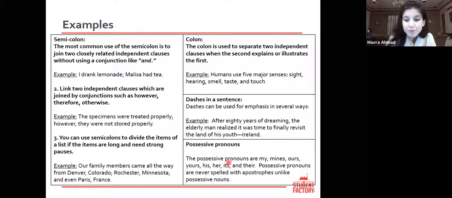Possessive pronouns. The possessive pronouns are my, mine, ours, yours, his, her, its, and their. And possessive pronouns are never spelled with apostrophes, unlike possessive nouns. Possessive nouns की examples I'm sure हम सबको पता होंगे. For example, this is the cat's paw. तो cats में हमारे पास ऊपर apostrophe आ जाती है. जब हम this is Sarah's bag, Sarah में हमारे पास s से पहले ऊपर apostrophe आ जाती है. तो इस वजह से हम उनको possessive nouns कहते हैं because उसमें there is a mention of the noun.